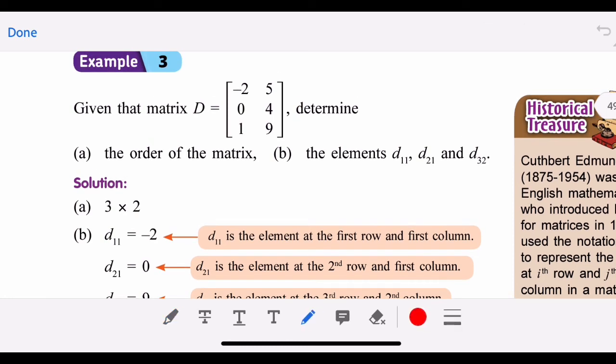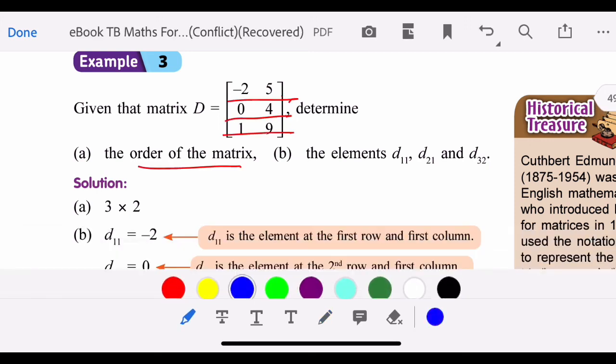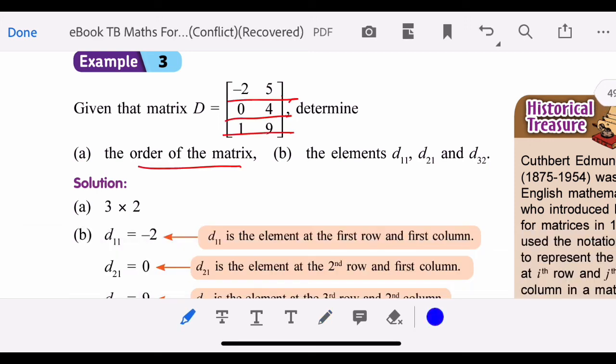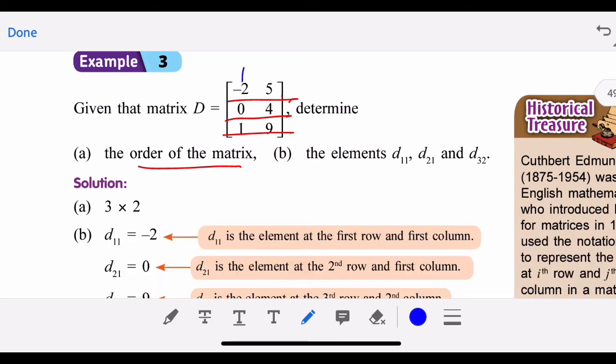So for example, this one, what's the order for the matrix D? So row 1, row 2, row 3, right? And then how many columns do we have? Column is actually the vertical, right? Row is horizontal. So we have 3 by 2, right? So the order of matrix is 3 by 2.